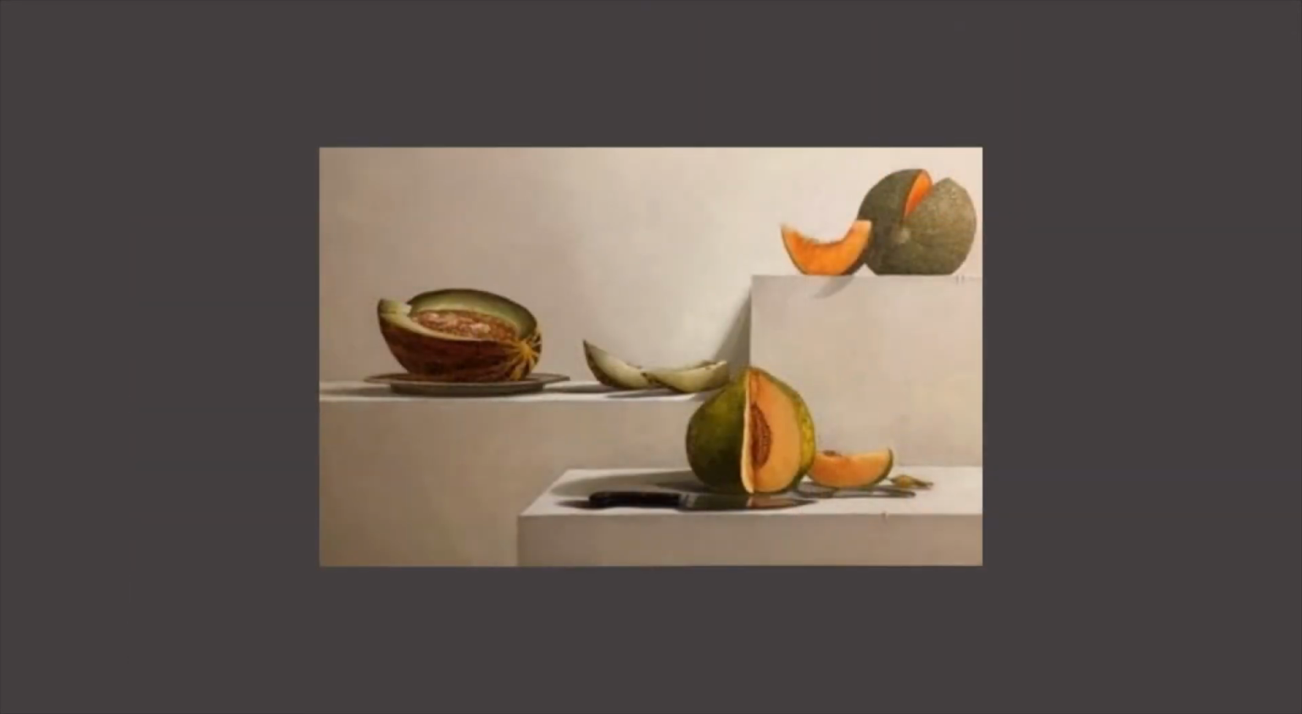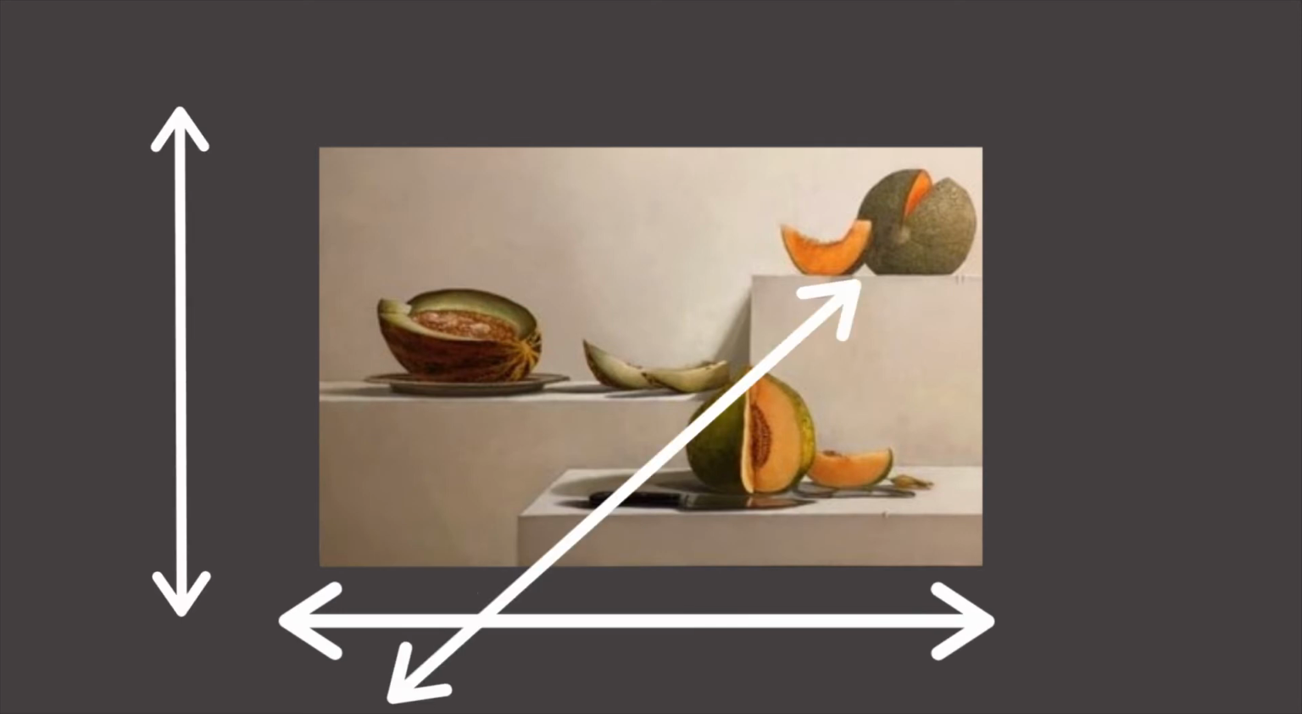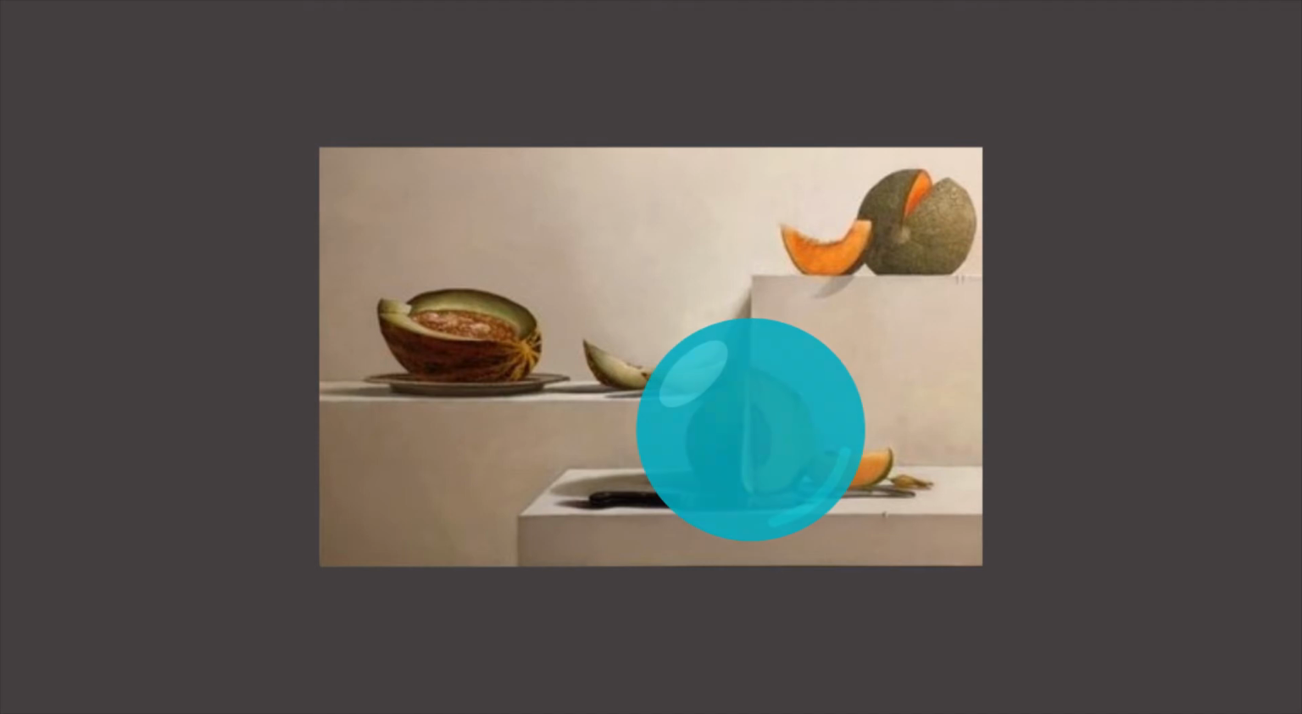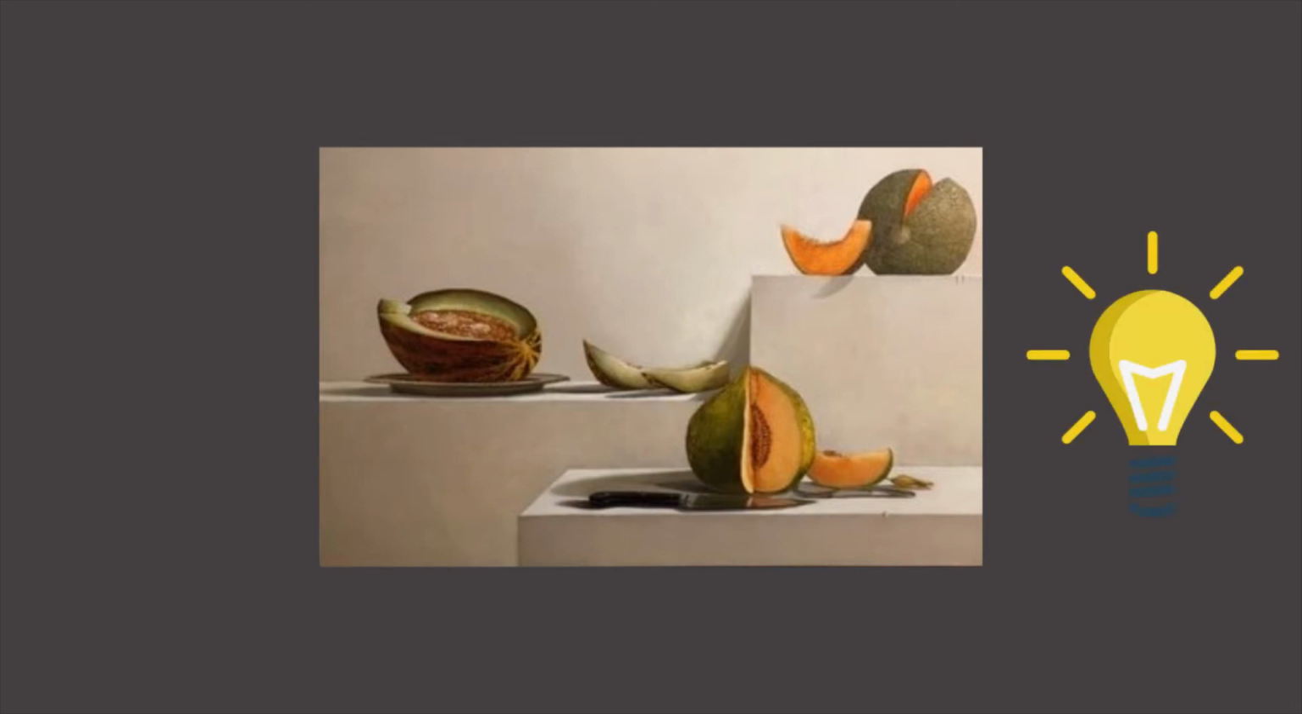Paintings can be 3-dimensional if they possess length, width, and depth. Realistic paintings can depict 3-dimensional objects. You can see the shadows of the cantaloupes on the surfaces. The light is coming from the right side.